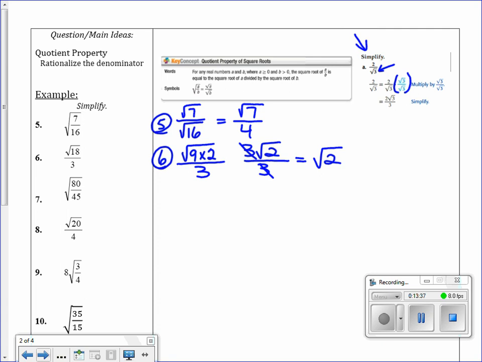The square root of 80 over the square root of 45. So again, for number 7, I need to break this up. I have the square root of 80 over the square root of 45. And so now I'm going to go ahead and break this up. To be honest with you, I'm just thinking about what are the factors of 80, what are the factors of 45.